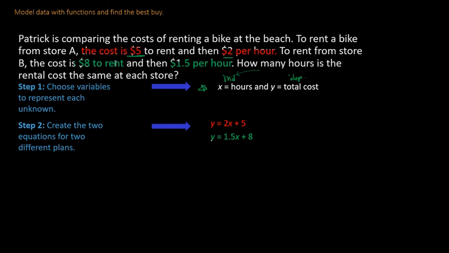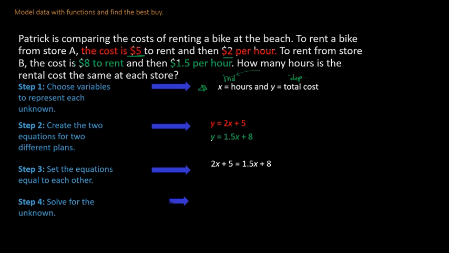Once again, we're asked how many hours is the rental cost the same in each store. So when are our y's going to be equal to each other? Well, let's set our y's equal and solve for x. So when I solve for x here, I'm saying that, there we go, x equals 6. So we're saying that if Patrick wants to rent a bike for 6 hours, it's going to cost him the same at store A or store B. If he rents it for less than or more than, he'll have to figure out which one makes more sense. But if it's for 6 hours, it doesn't matter which one he picks, he'll end up paying the same thing.